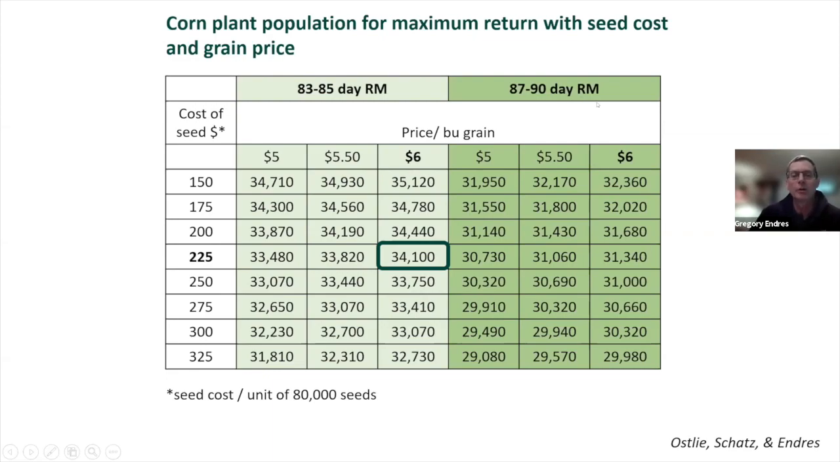When we go with a longer relative maturity, note that the optimum economic plant population was actually less at about 31,000. So keep this concept in mind as we reduce the relative maturities. It's very likely you need higher plant populations. However, these populations are very likely high as we move westward in the state, and Ryan will discuss that a little bit more. So I just wanted to let you know this information is available if you want to fine tune your information, in particular in the east central part of the state.